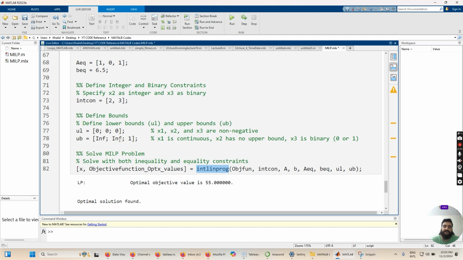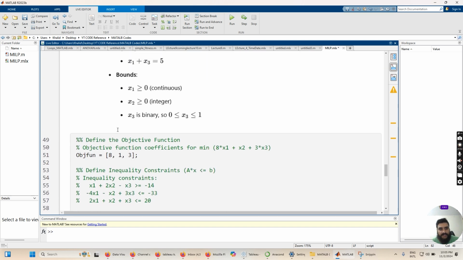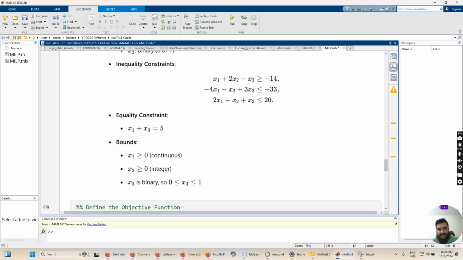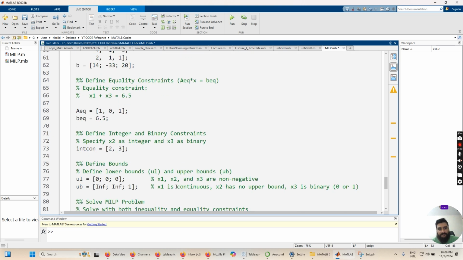That is, we will evaluate the solution that should have the minimum values of x and the variables that should have the maximum values. If you recall, in the problem we say that x1 and x2 must be greater than 0 and x3 must be equal to 0 or 1. So that's what we need to define in this lb and ub. lb stands for lower boundary, and ub stands for upper boundary.